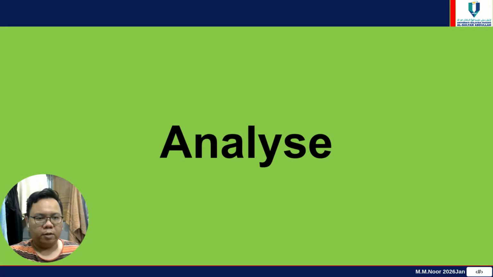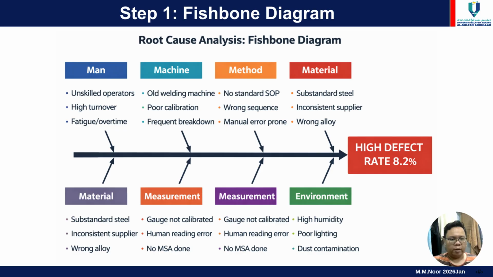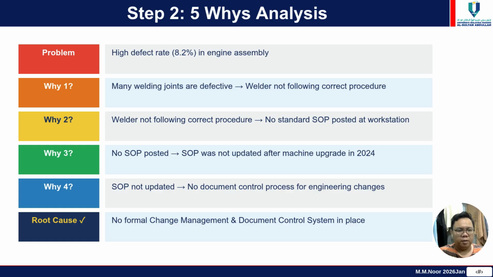The analyze phase focuses on identifying the root causes responsible for poor process performance. The fishbone diagram categorizes possible causes into 6 groups: man, machine, method, material, measurement, and environment. Several potential causes were identified, including unskilled operators, aging welding machine, lack of standard operating procedures, material inconsistency, measurement issues, and environmental condition.